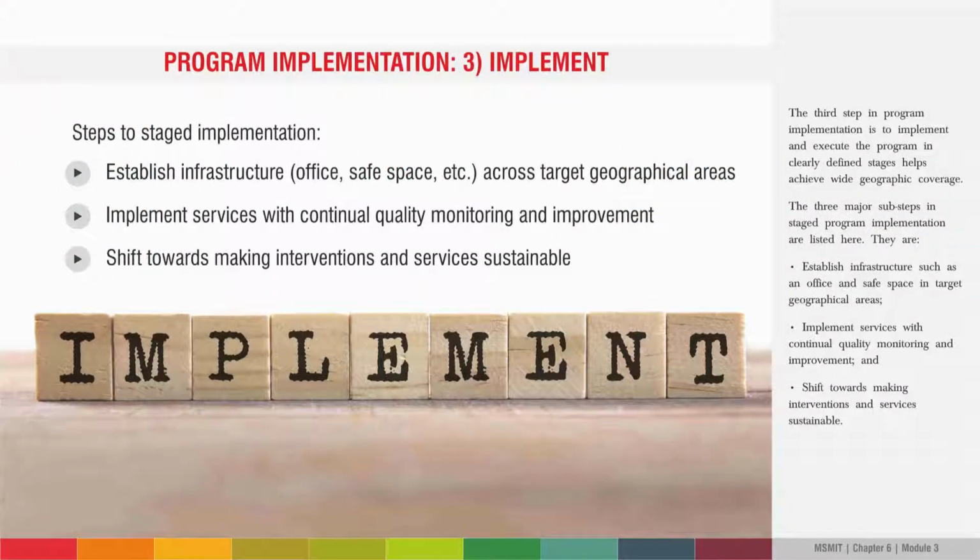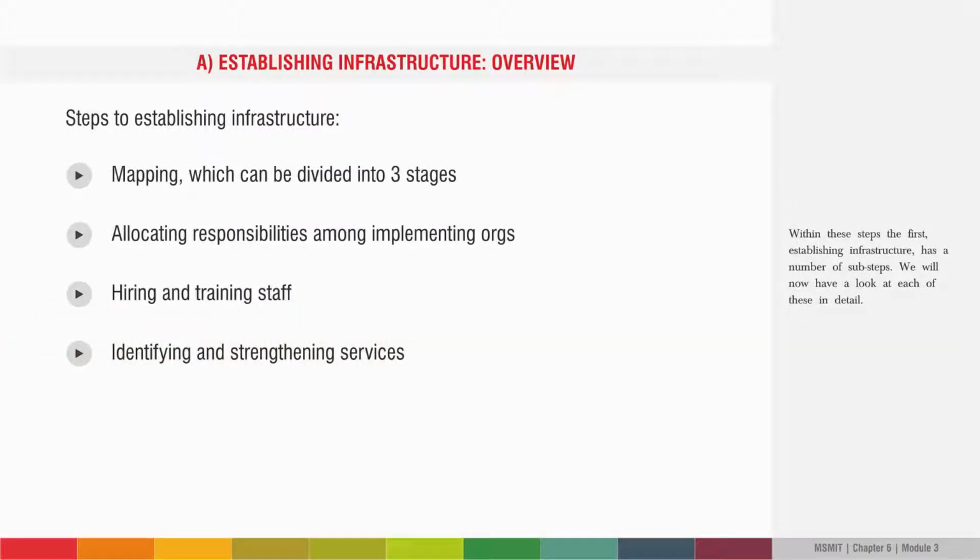The third step in program implementation is to implement and execute the program in clearly defined stages, which helps to achieve wide geographic coverage. The three major sub-steps in staged program implementation are listed here. They are: establish infrastructure, such as an office and safe space in target geographical areas. Implement services with continual quality monitoring and improvement, and shift towards making interventions and services sustainable. Within these steps, the first, establishing infrastructure, has a number of sub-steps. We will now have a look at each of these in detail.